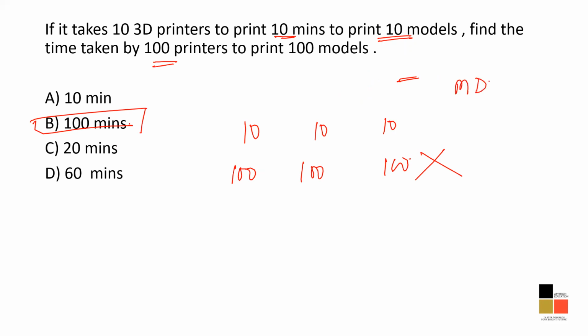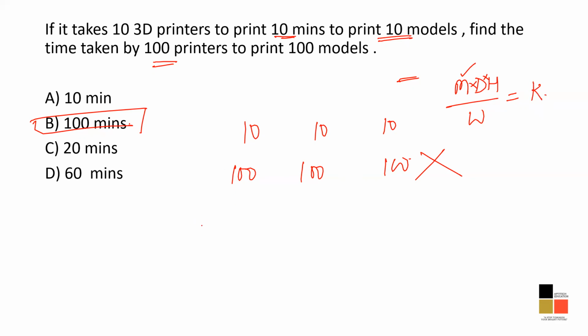You'll have to use the formula MDH divided by W, that is, number of men into the days for which they are working, into hours for which they're working, divided by the work that they're doing. It is equal to a constant. And you'll have to apply it for as many groups as are given to us.